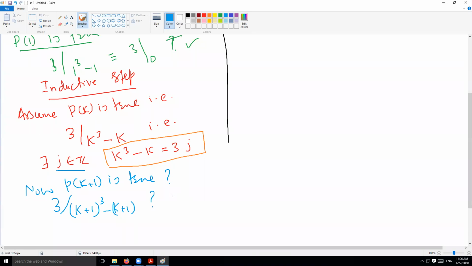So how to prove it? Let's think about it. Let's use some other color actually. Let's think about this: (k+1) cube minus (k+1). Okay? What should I do? My task is to use this fact to prove this fact actually.